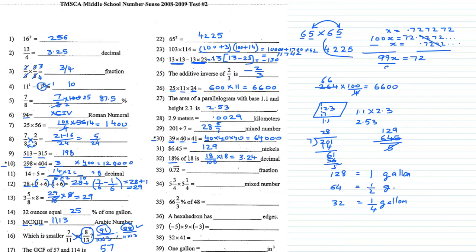So divide both sides by 99. This 99 cancels. So we get x is equal to 72 over 99. But 72 is nothing but 8 times 9, and 99 is 11 times 9. So you can cancel 9 and 9. So the answer is 8 over 11.